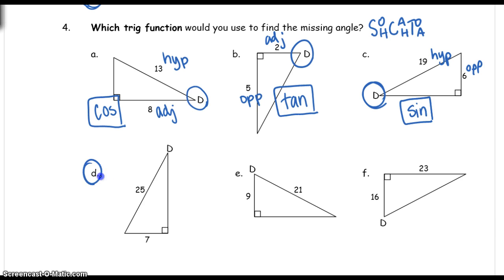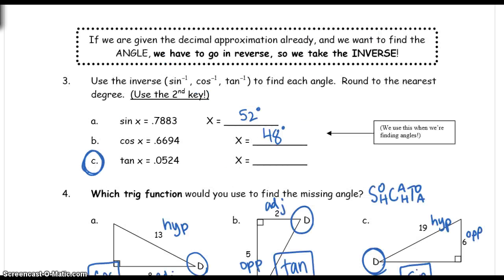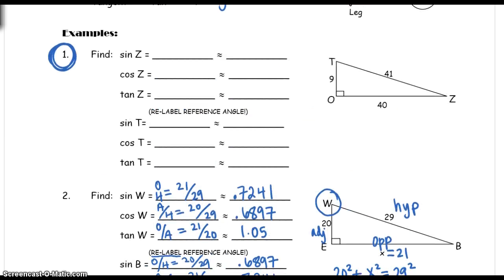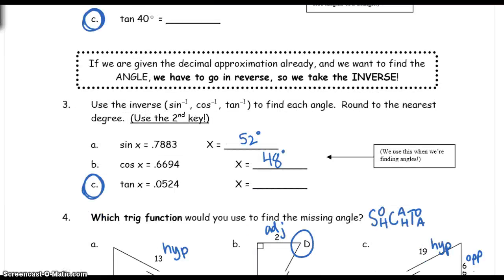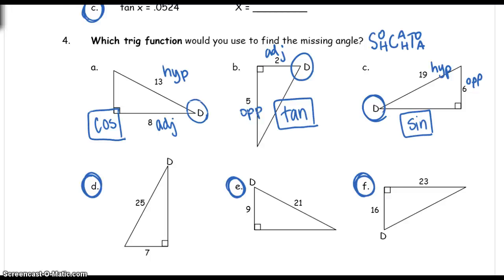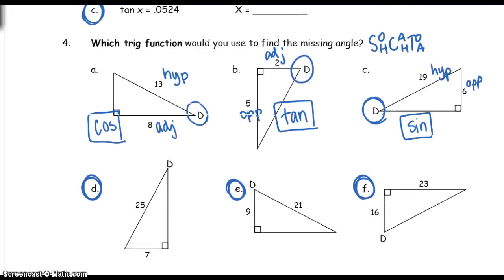So I'm going to ask that you try D, E, and F on your own and bring those to class. So let's recap. Go ahead and finish 1 for class. Go ahead and finish 2C for class. Finish 3C for class. And finish 4, D, E, and F for class and bring those in and we'll discuss it. And until next time, see you later.